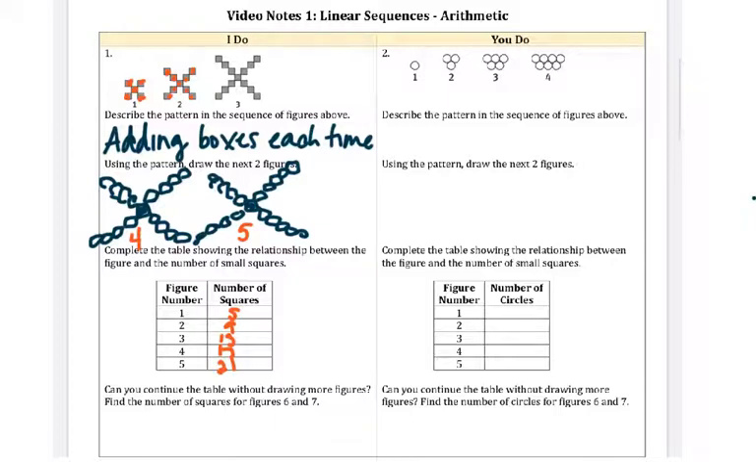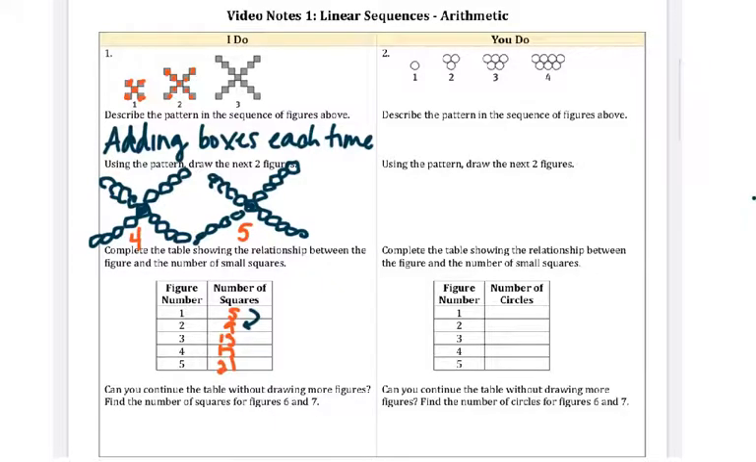So what we have here is a pattern starting from our first figure all the way to our 5th figure, and we were just adding boxes. We were looking at a pattern where it added boxes on each side. So now it says, can you continue the table without drawing more figures? So what we're going to do is take a look at this table.